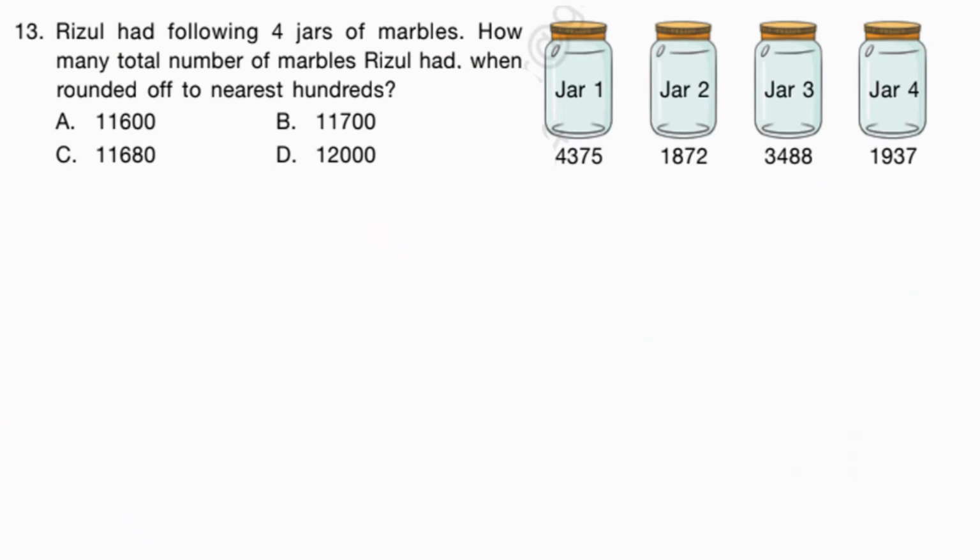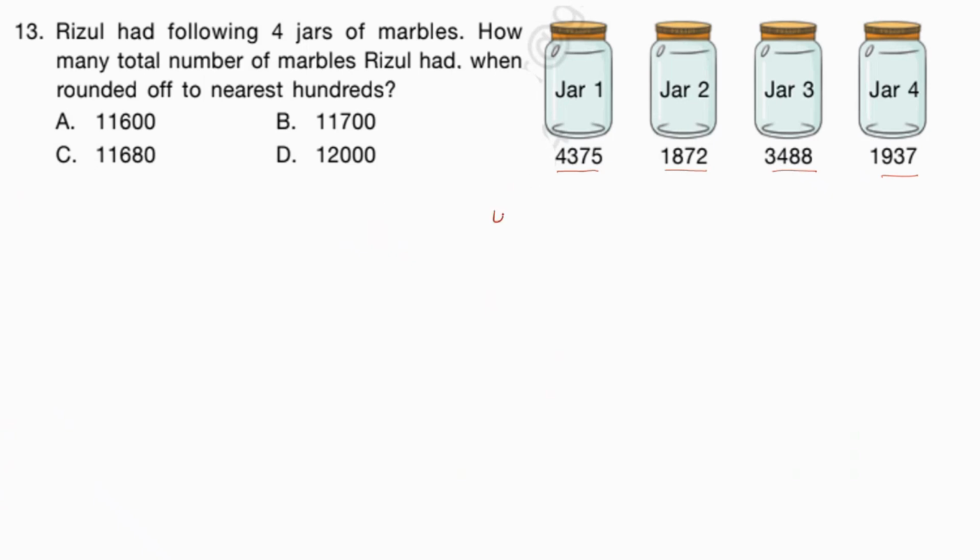Rizal has 4 jars of marbles. How many total number of marbles Rizal had? In jar 1, this number of marbles. Jar 2, this one. Jar 3, this one. Jar 4, this one. Then I have to round it off to the nearest 100. First, I will find the result.